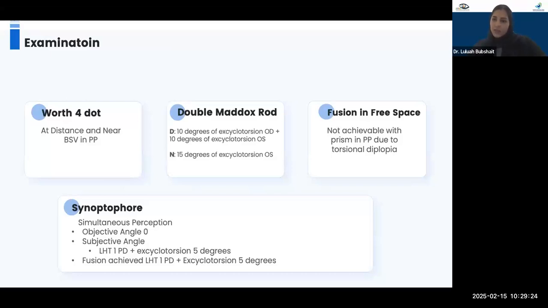And we did a synaptophore examination, simultaneous perception, objective angle was 0, subjective angle was LHT or left hypertropia of 1 plus axial torsion of 5. So with the synaptophore, she can fuse with left hypertropia of 1 and axial torsion of 5 degrees, sorry.